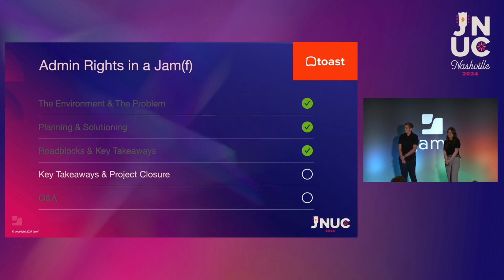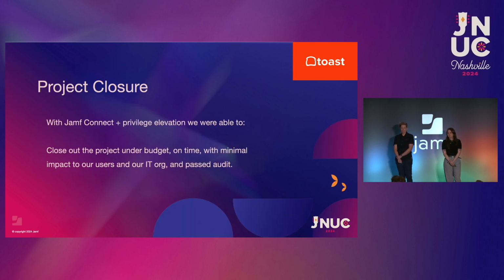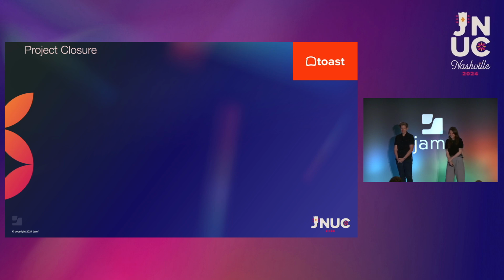And that brings us to our key takeaways in project closure. So first up, project closure with Jamf Connect and privilege elevation. We hit our criteria. We closed under timeline, under budget, and we delivered a solution that met all of our requirements. And we passed audit. We still have cybersecurity insurance. Congrats. So up next, we're just going to show you what it looks like.